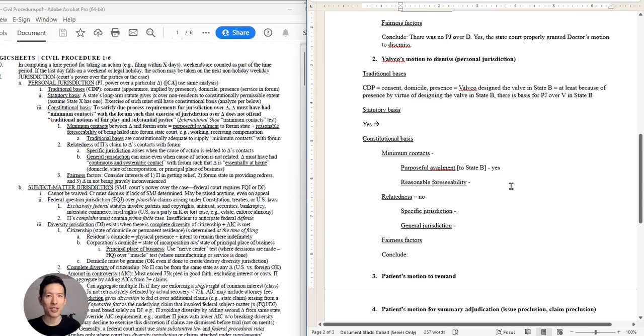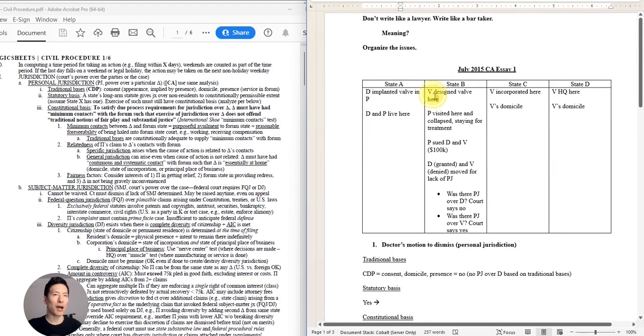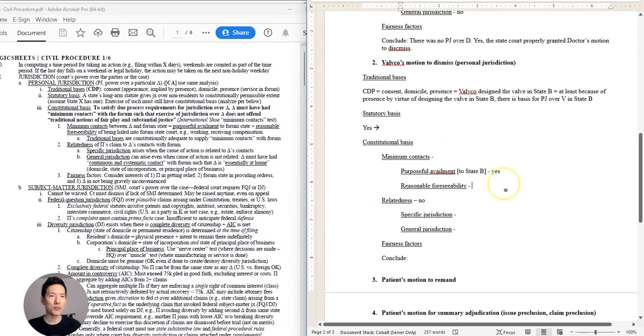It's not really working or receiving compensation. However, just by being in state B and doing some operations here, Valveco was designing the valve here. So I think there was some level of foreseeability on Valveco's part that it was going to be hailed into state B court because maybe the valve failed or there was some defect. So I think we can reasonably conclude that there was some reasonable foreseeability. So there was some level of minimum contacts here. We're going to put yes for Valveco.